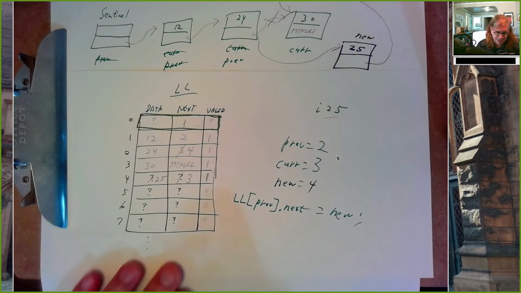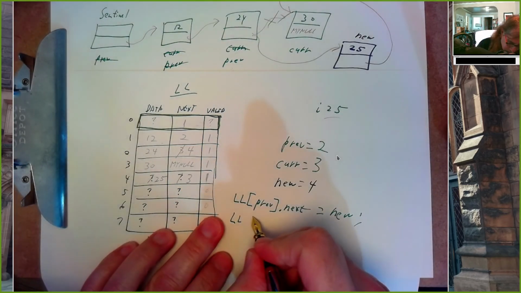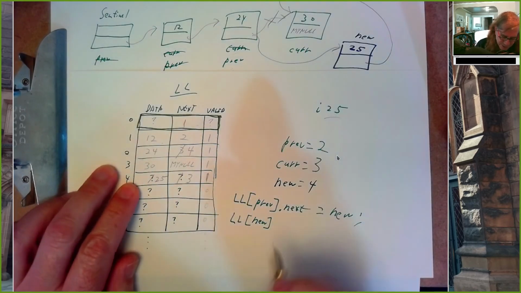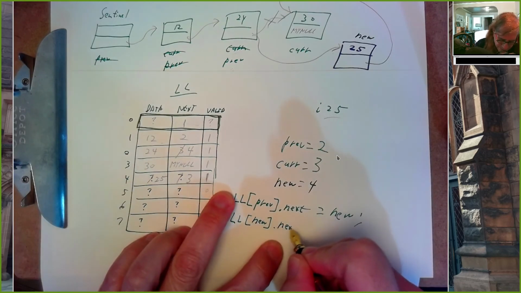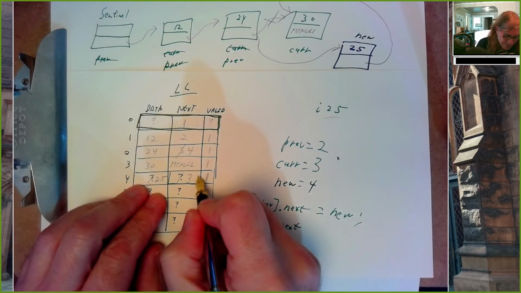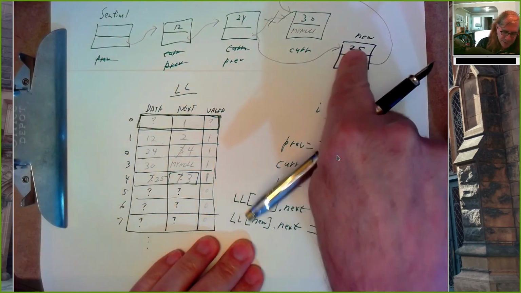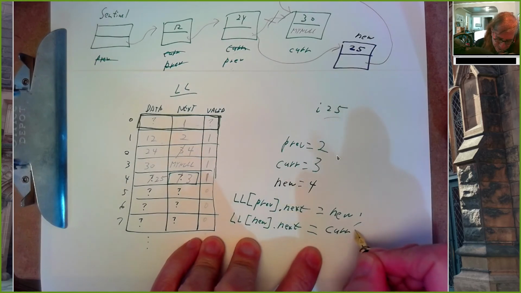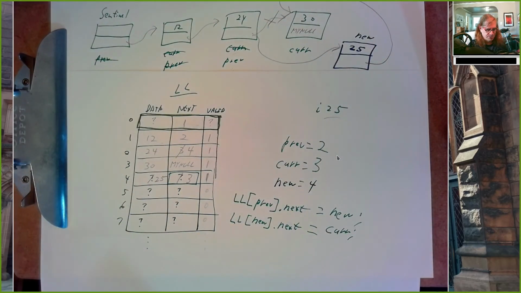And what does that look like in C? linkedList array indexed at new. That's this entry right here. The next field, which is this block right here, should be set equal to the node whose index is in this variable we called current. And there you go, 2 lines of C. We've inserted a new node. And that's the hardest part of PA1, is doing the insertion of a new node. And it boils down to 2 lines of code.